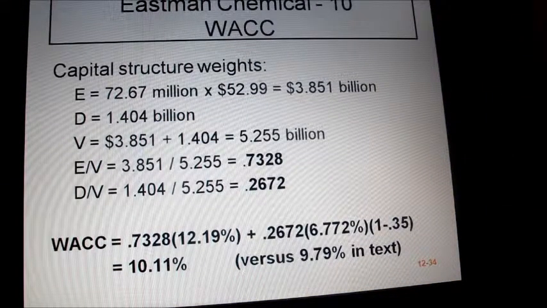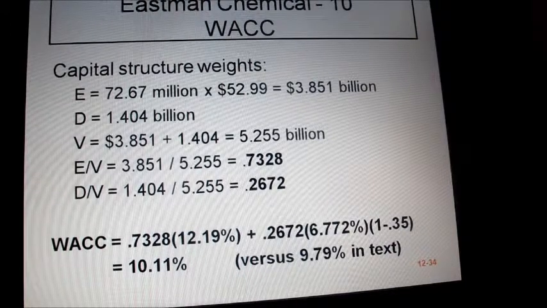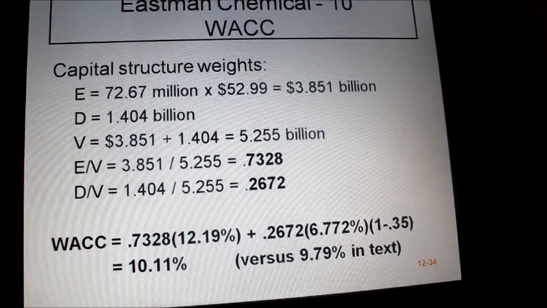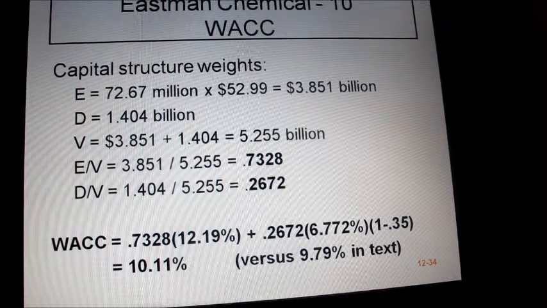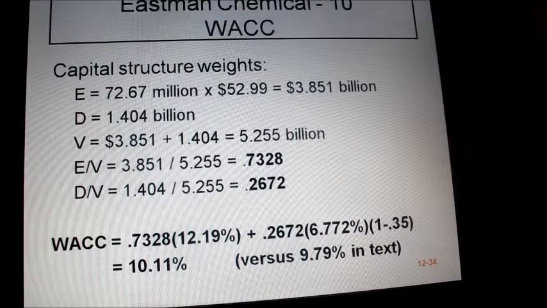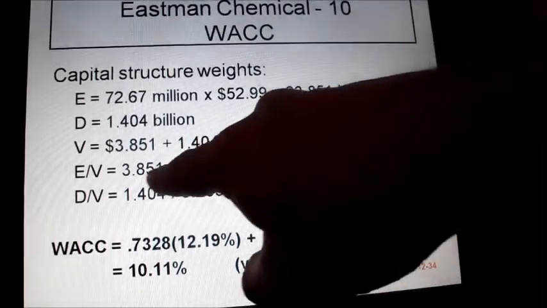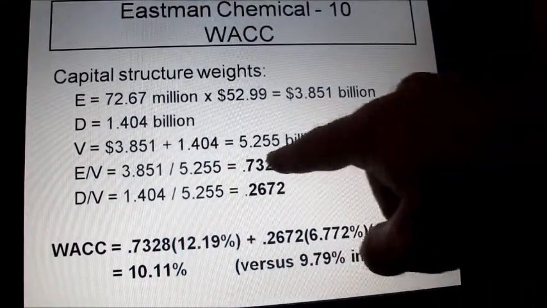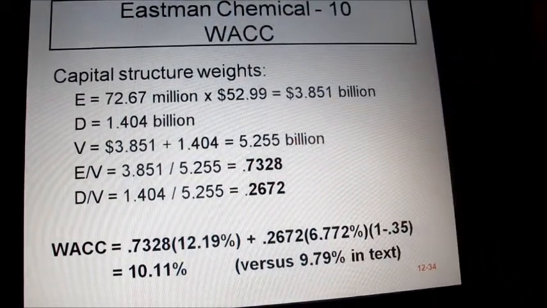So, capital structure weights, you're going to have your equity, which was 72.67 million shares, times the 52.99 stock price gets you 3.851 billion. Debt was 1.4 billion. The total valuation of the firm, you just add the two. Then you can get weights for each by taking your equity over the total, debt over the total. You get percentages. Looks like this firm's more heavily weighted towards equity.